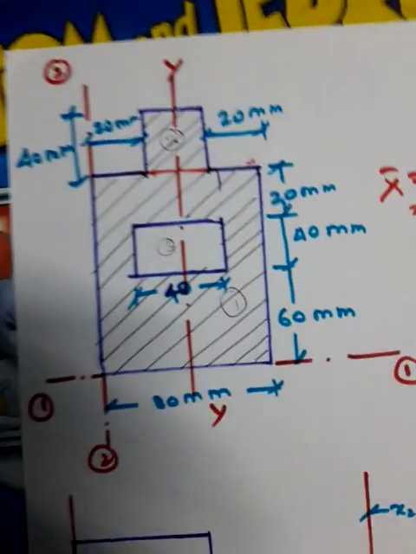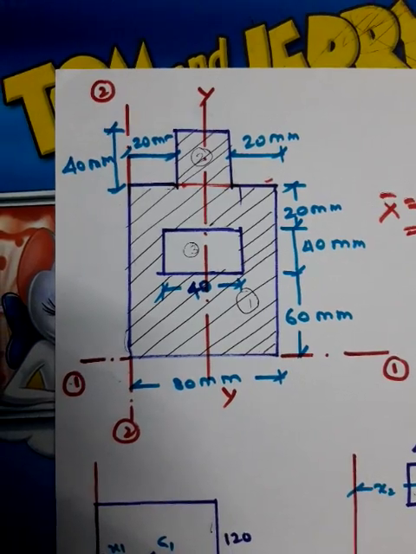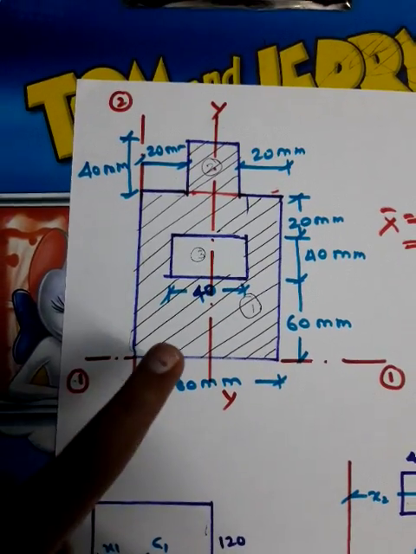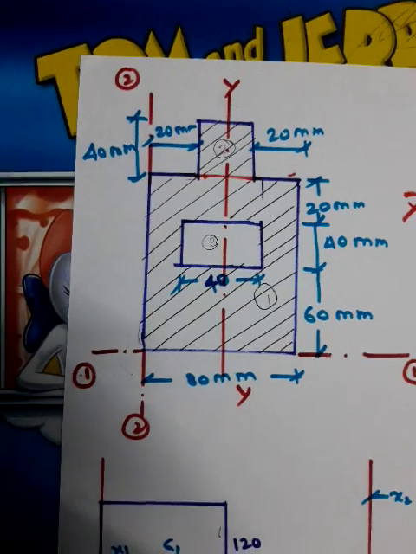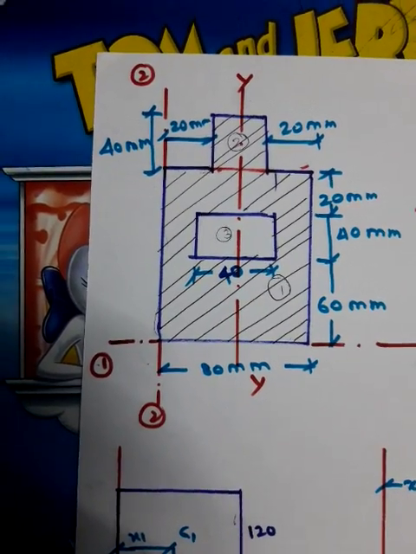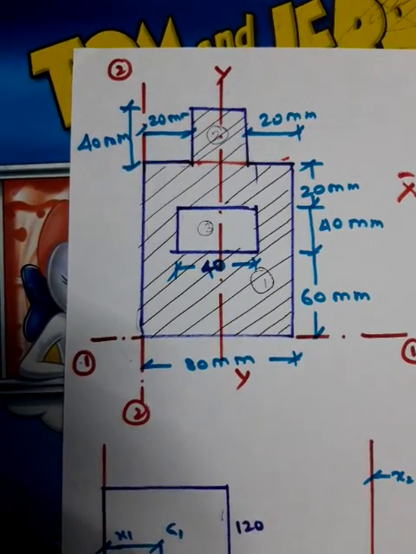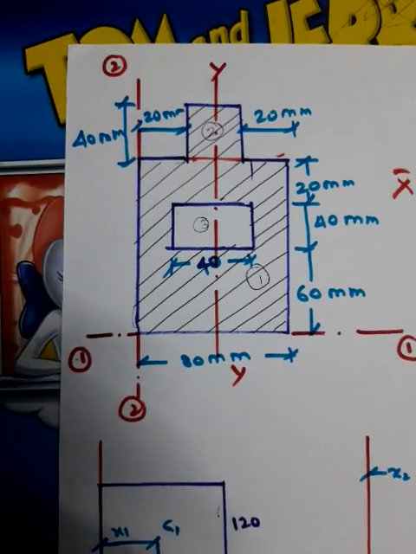Hello everyone. Today we are going to solve one more problem on moment of inertia. This is the given figure. Here you have to calculate the moment of inertia about the vertical axis, that is the y axis.